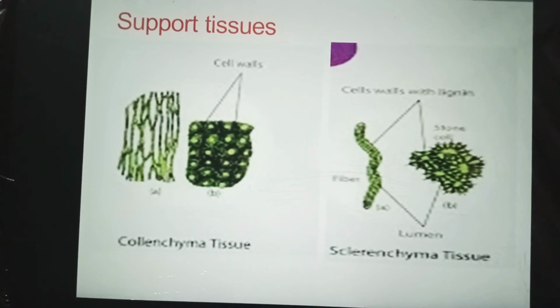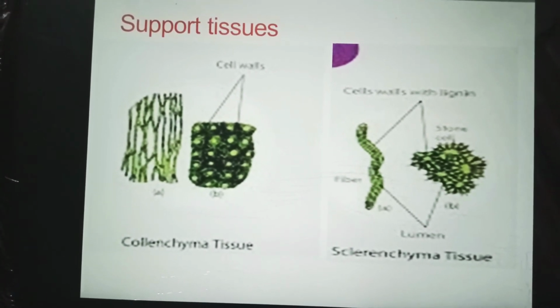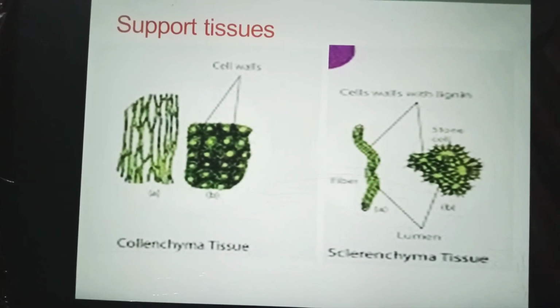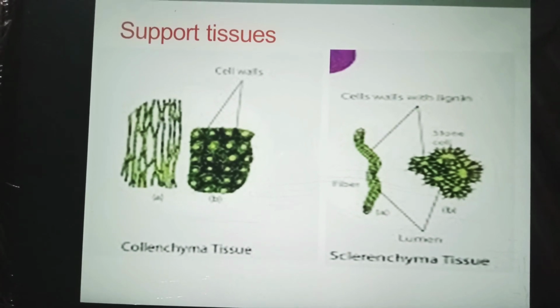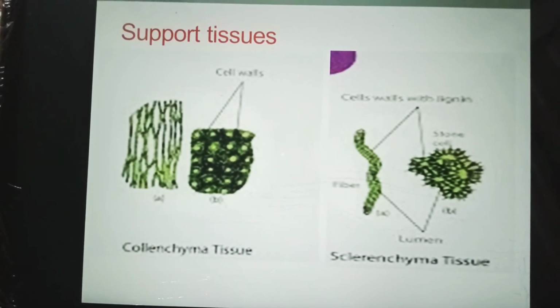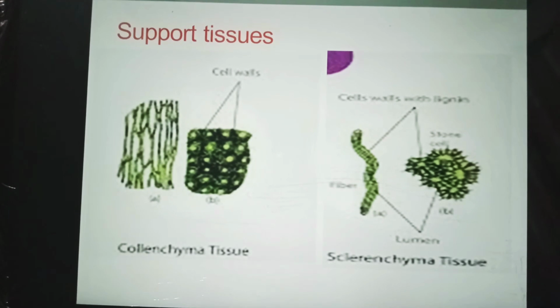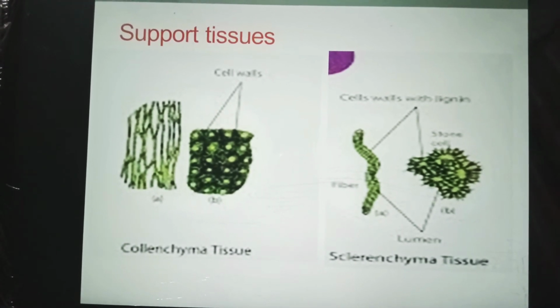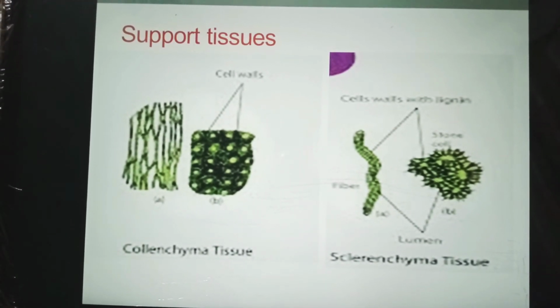The next one, sclerenchyma tissue, is composed of cells with rigid secondary cell walls. Their cell walls are hardened with lignin, which is the main chemical component of wood. Mature sclerenchyma cells cannot elongate and most of them are dead.